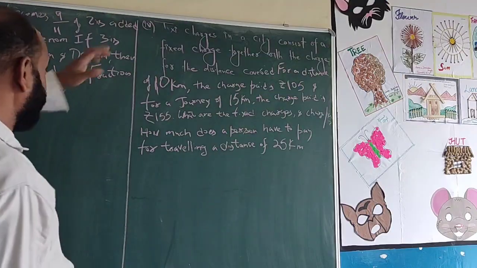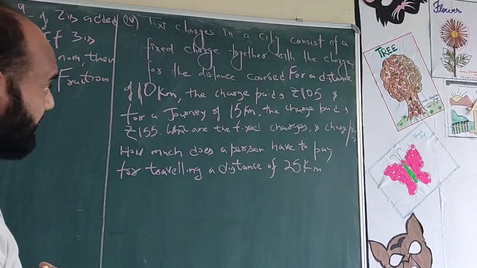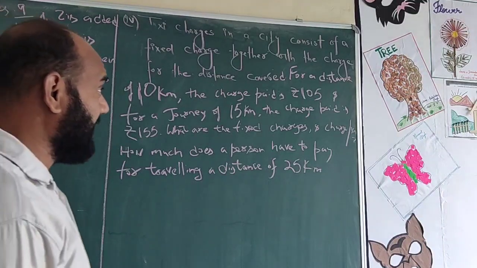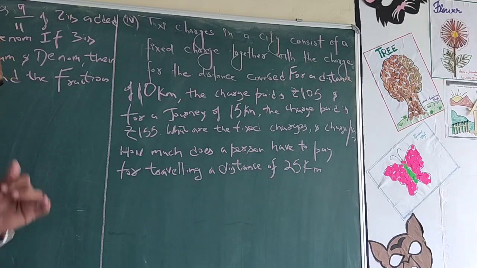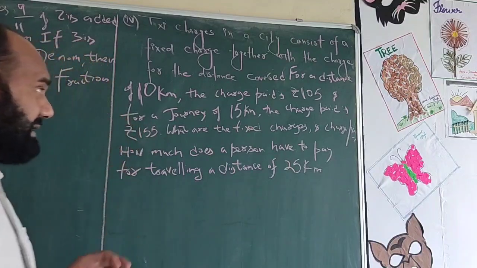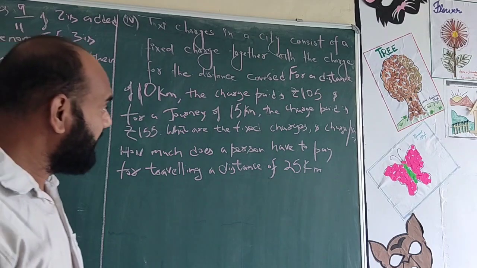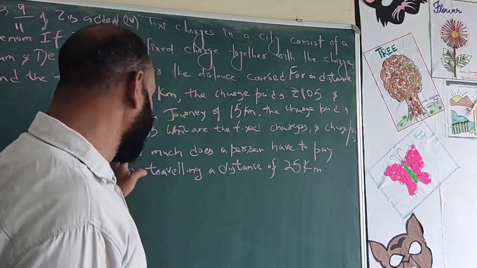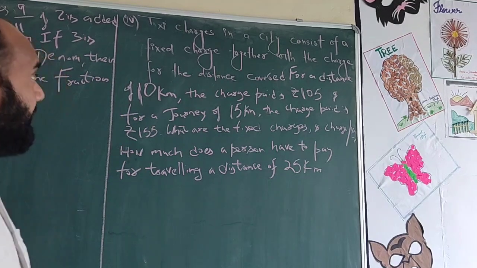Now the fourth part. The taxi charges in a city consist of a fixed charge together with the charge for the distance covered. For a distance of 10 km, the charge paid is rupees 105, and for a journey of 15 km, the charge paid is rupees 155. What are the taxi charges and charges per kilometer? Also, how much does a person have to pay for traveling a distance of 25 km?